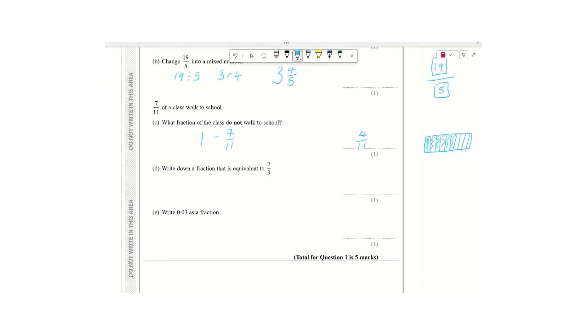A fraction that is equivalent to 7/9, so that is a fraction that when simplified would give you the same as 7/9. So one option is just to times the numerator and the denominator by 2. So I get 14/18. But I could times my numerator and denominator by any number so long as it's the same. So I know one of you got 70/90 because you times them both by 10. I could have 700/900. It doesn't matter so long as I times the numerator and the denominator by the same amount.